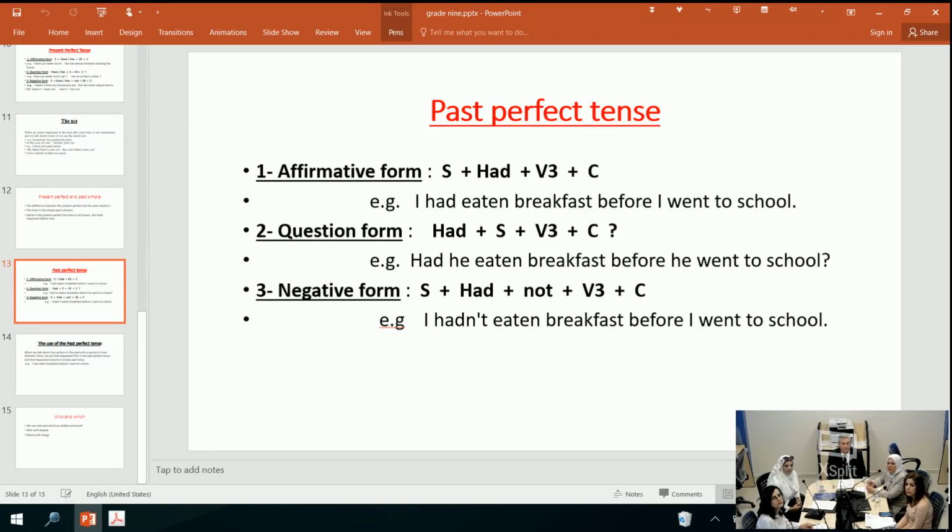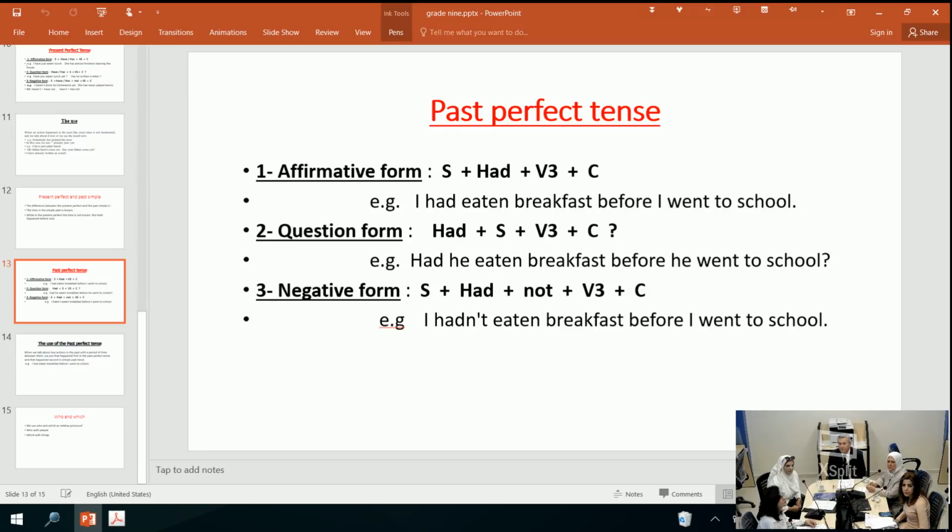I had eaten breakfast before I went to school. Here we have two actions. The first one is "had eaten," and the second one is "went to school." The first one happened before the second, so it is in the past perfect. I ate, then I went to school.